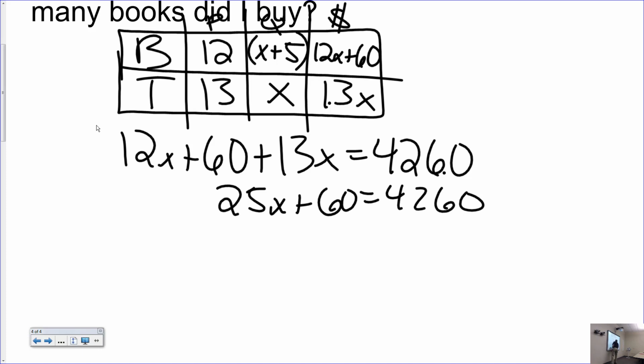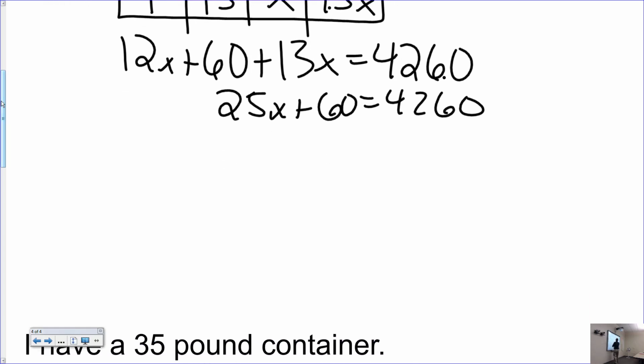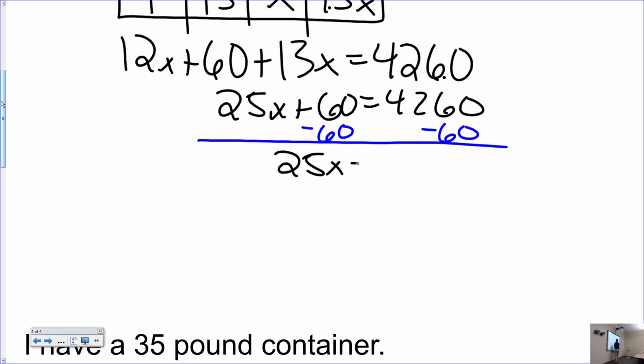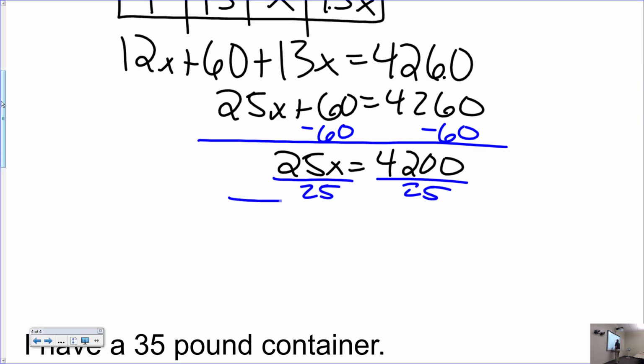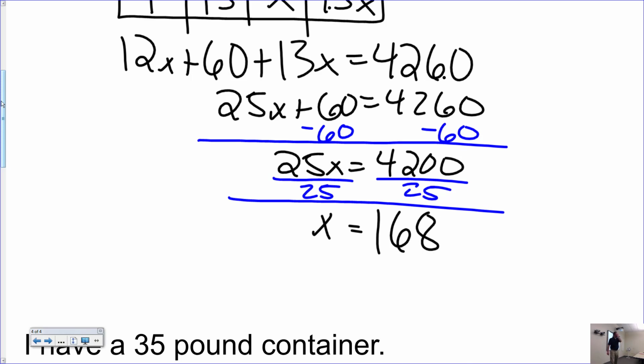And then do your regular solving the algebra, right? This is the part that you guys are good at, I hope. Subtract 60 from both sides. 25x is 4200. And then last but not least, divide by the 25. And what did x work out to be? 168, that sounds about right. And again, please don't stop there. That's worth about 7 or 8 points out of 10.